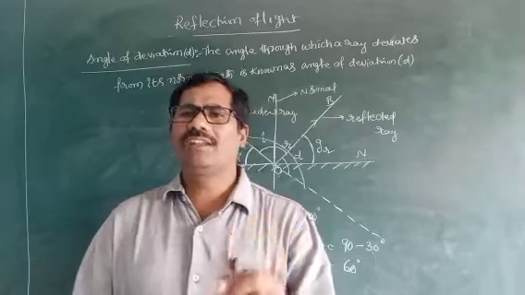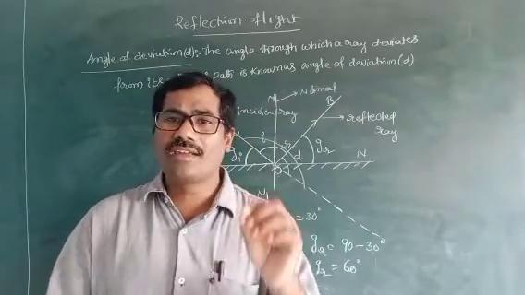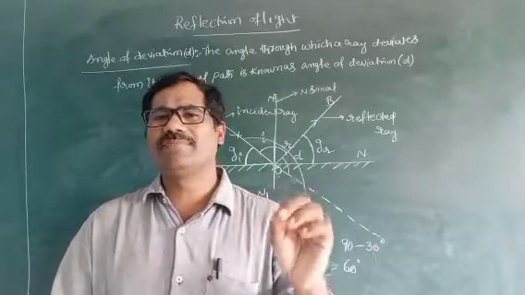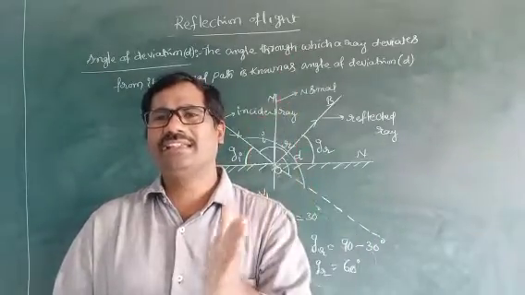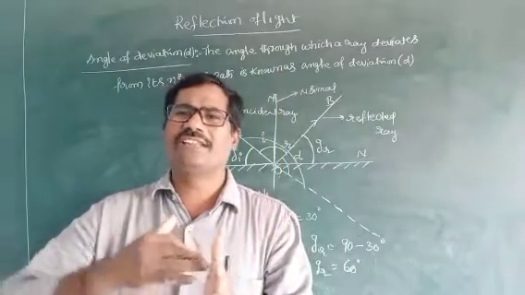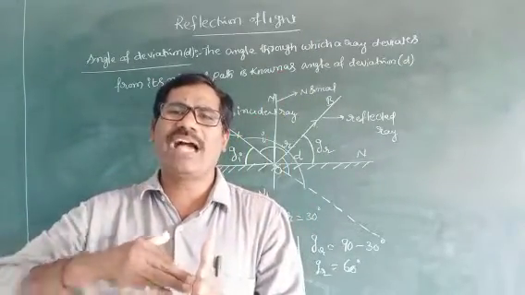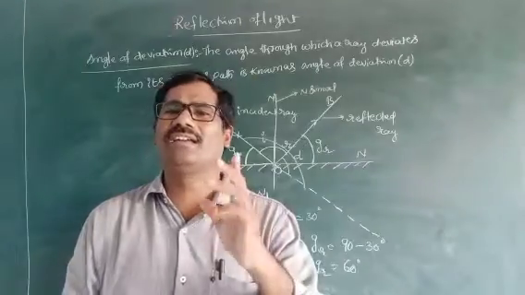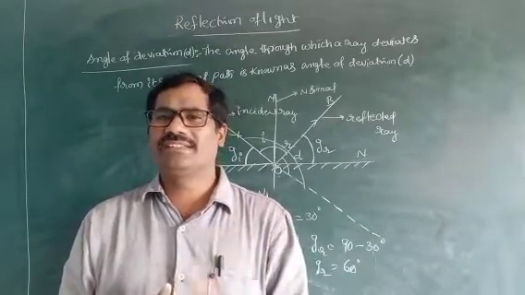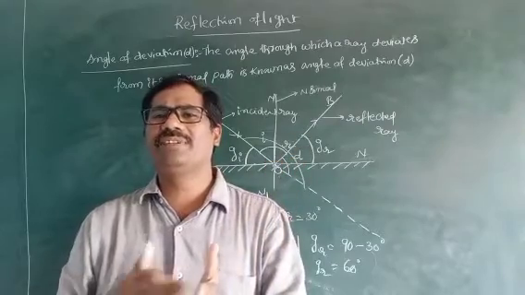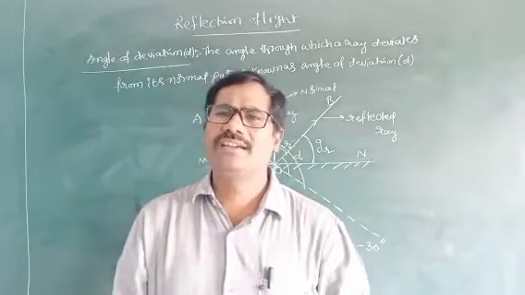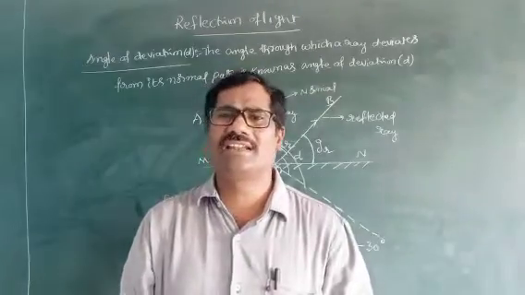Next one, what are the types of reflection? Regular and irregular reflection. A regular example is the mirror. The incident light is totally reflected back into the same medium. That is regular reflection. In case of a rough surface, some light will be reflected back into the medium in different directions. It is known as irregular reflection.